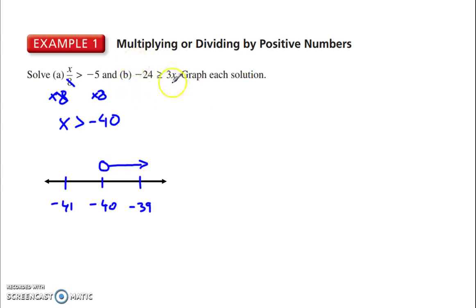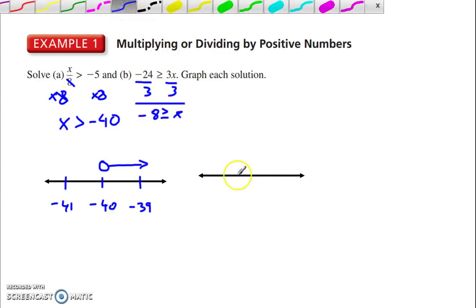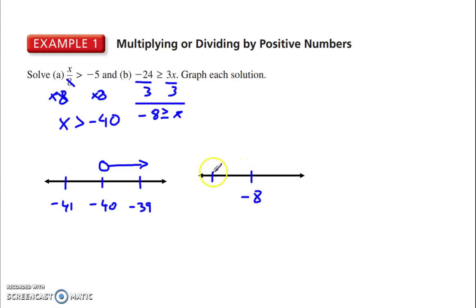To solve this one, I have to divide by 3 on each side. That gives me -8 is greater than or equal to x. Graph that on a number line. We put -8 in the middle, -9 to the left of it. Please pay attention to that. This is a closed circle, and I would rewrite this, pointing to the x, as x is less than or equal to -8. If you rewrite it like this, you can follow the direction of the arrow, and we can check that: plug in -9. -9 is indeed less than -8.